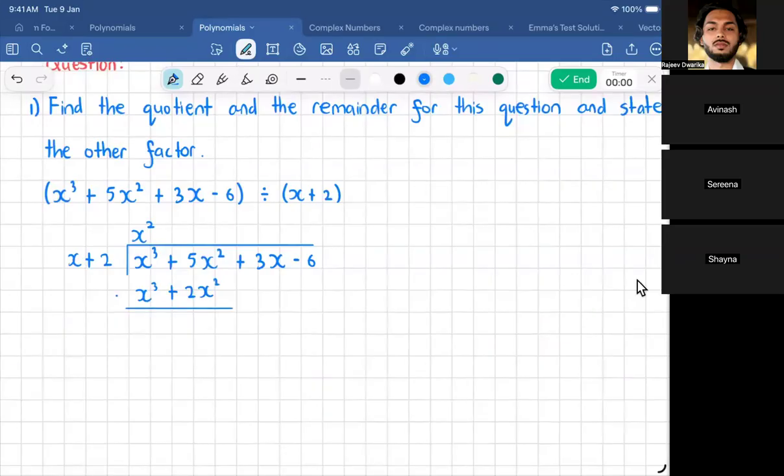All right, then put the minus sign. What is x cubed minus x cubed? X cube minus x cube is 0. Then we're going to have 5x squared minus positive 2x squared. What will that be? 3, positive or negative 3? Positive. All right, so positive 3x squared. What next? Then you bring down the plus 3x. Right. What next?